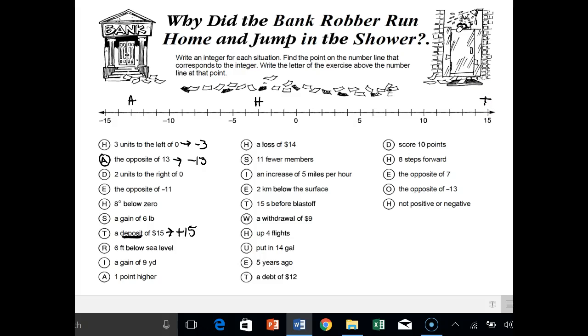Let's go a little bit harder one. A debt of $12, again, related to money. When you owe money, that's negative money, right? So that's negative 12, not minus 12, but negative 12. So here's negative 10, negative 11, negative 12. There's a T there. The opposite of negative 13 is obviously positive 13. So O on positive 13, 1, 2, 3.